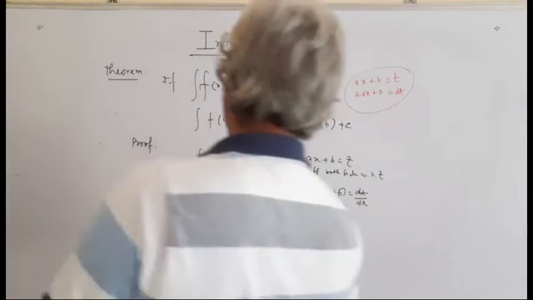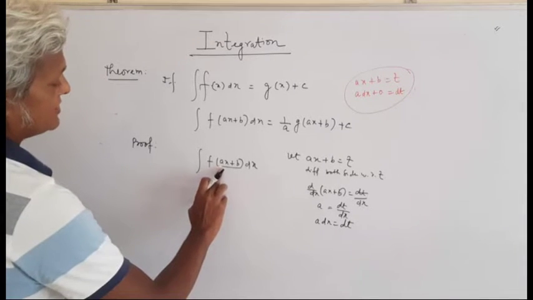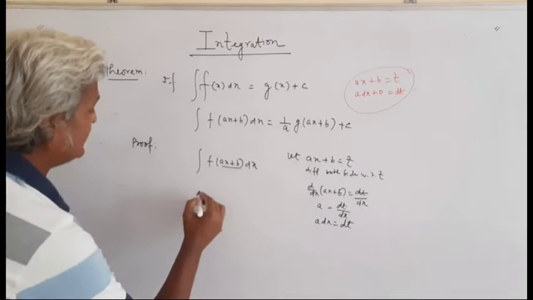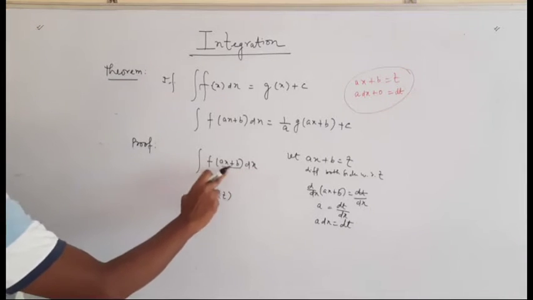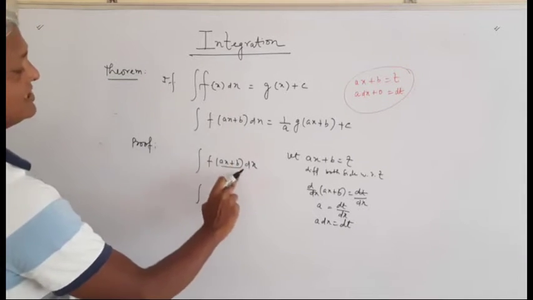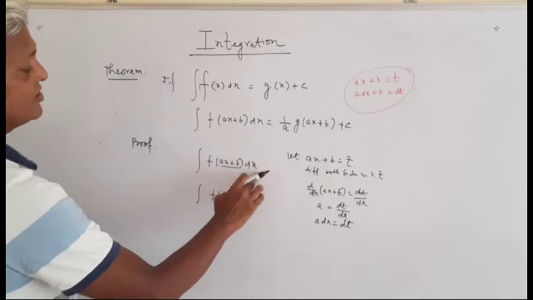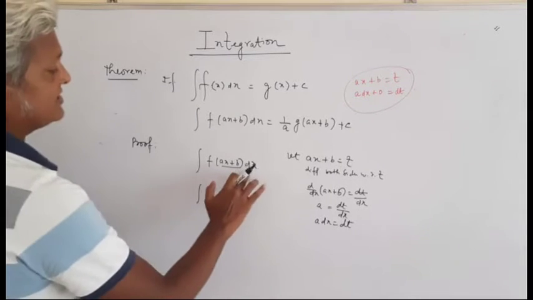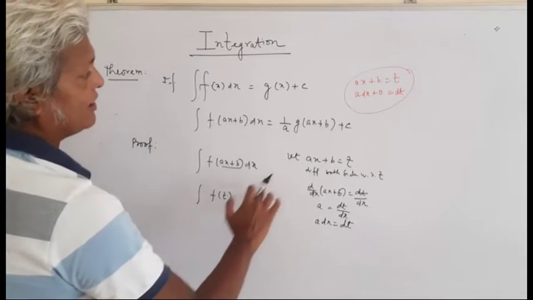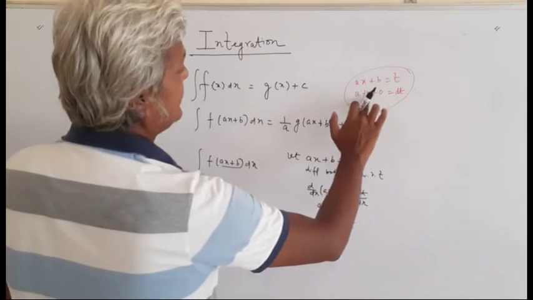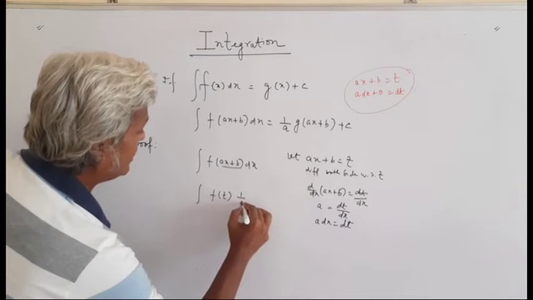So when you do that, our function, which was a function of ax plus b, will now become a function of t. So what you get is f(t). Then the dx: when ax plus b is differentiated with respect to x, it makes sense. But when ax plus b has become t, the variable with respect to which integration is happening should also change. So from dx it should change to dt. And the relation between these two is a dx equals dt. So dx is dt over a, so you can write 1 over a dt.